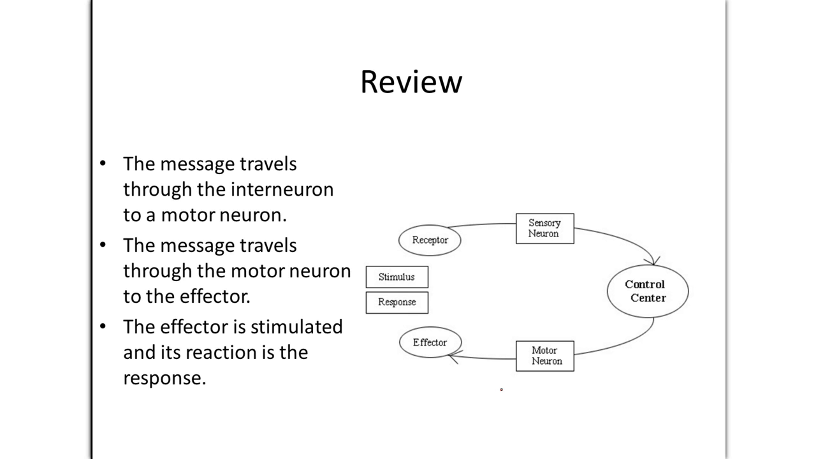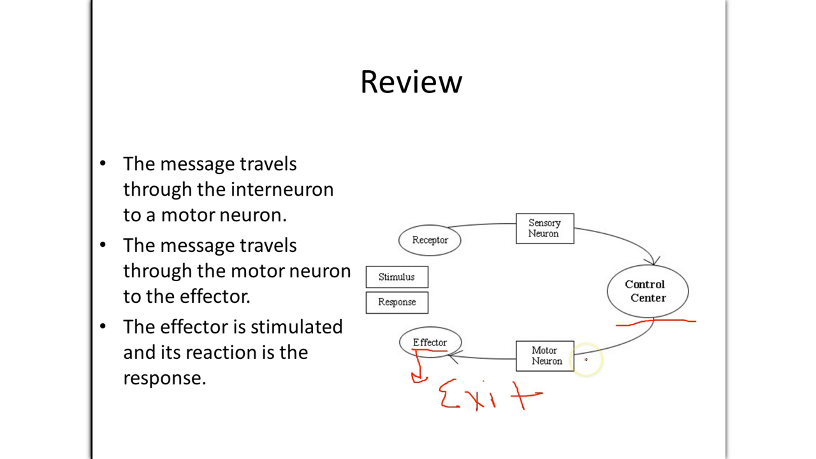All right, so let's review real quick. We have the message, stimulus, receptor, sensory, control center, and this will be the brain if you have conscious thought, or this will go to the spinal cord, motor neuron, effector. How do you remember efferent and afferent? Efferent is E for, well, let's see if I can write it, exit.